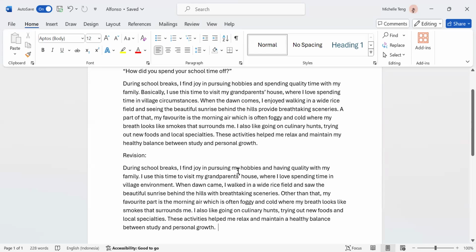Instead of saying "I find joy in pursuing hobbies," I add "my," the possessive, right here. This is a kind of necessary or unnecessary addition, because I'm trying to specify which hobbies I like pursuing: my hobbies, right? Of course, if you're doing something that you call a hobby, that would be yours and not others', right? So yeah, hobbies right there.